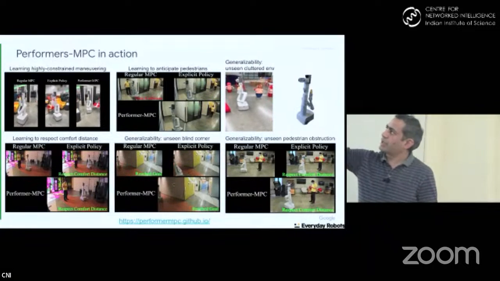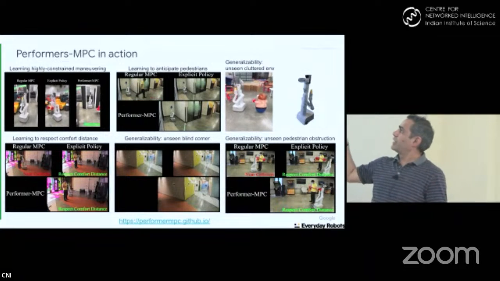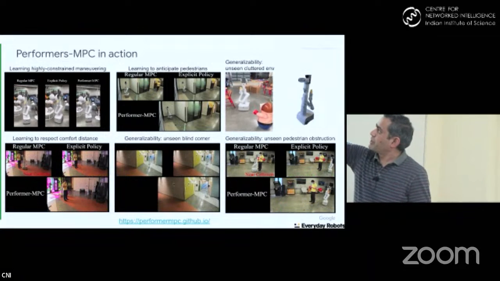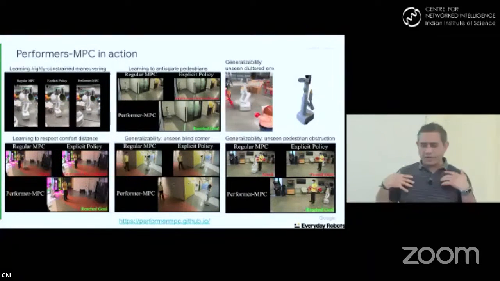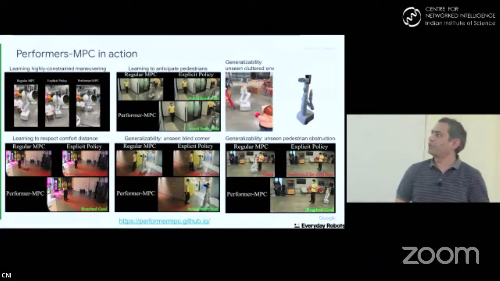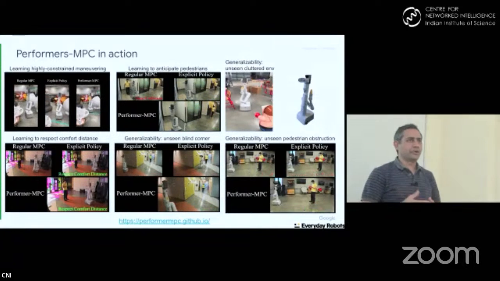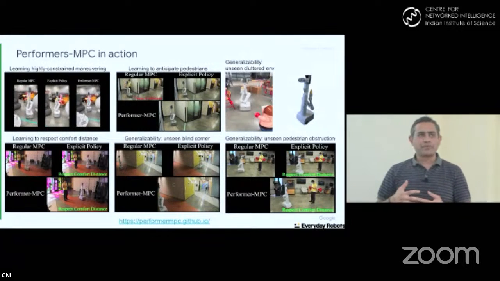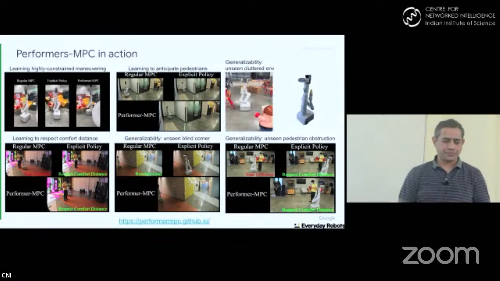It's learning to anticipate pedestrians, and you can see the number of pedestrians coming. It's basically making sure that it's not getting too close, so it's comfortable for the human. So in all these cases, even the blind corner, we saw that this performance was much better than regular MPC or explicit policy.